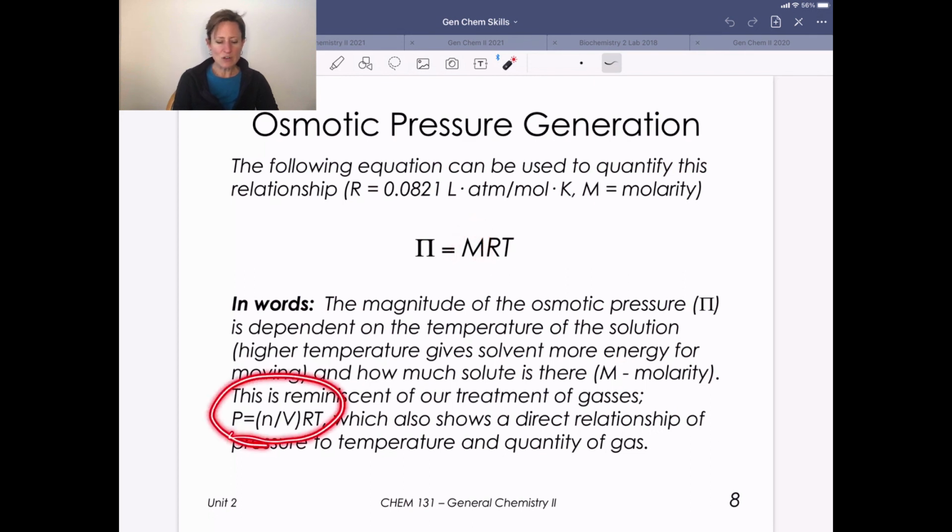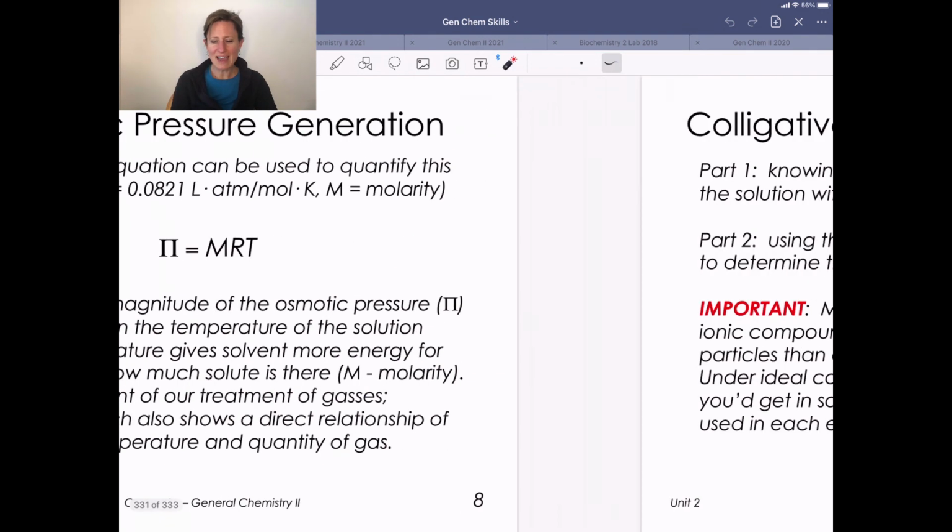Remember our PV equals nRT? We can rearrange PV equals nRT so it looks like this: P equals n over V times RT. n is moles, V is volume in liters. That's molarity. So this is related to this equation. Okay, one last little thing to highlight here.